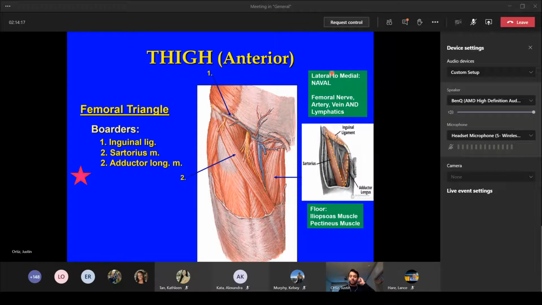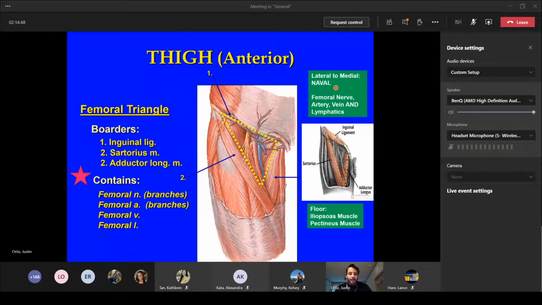And then he also brought this up in class. He talked about NAVEL, which is basically saying that if you access the femoral triangle going from lateral to medial, so going from this side to this side, you're going to have femoral nerve, femoral artery, femoral vein, and then lymphatics, right? So it's nerve, artery, vein, and lymphatics. That helps you remember which ones are lateral and which ones are medial. I put that on there because he talked about it. He didn't put it on his slide, but I wanted to make sure we had that covered. That's exactly what it contains: NAVEL.